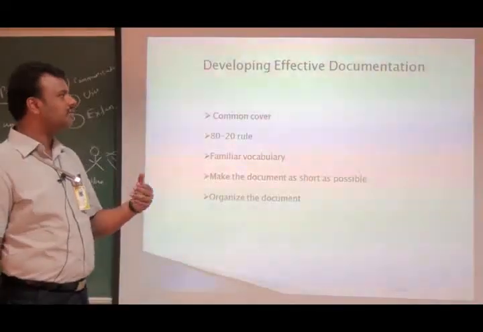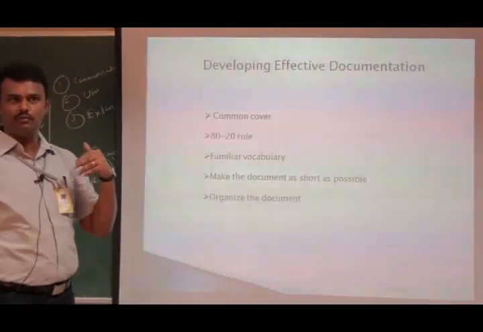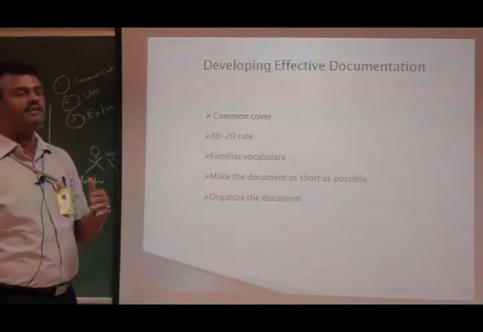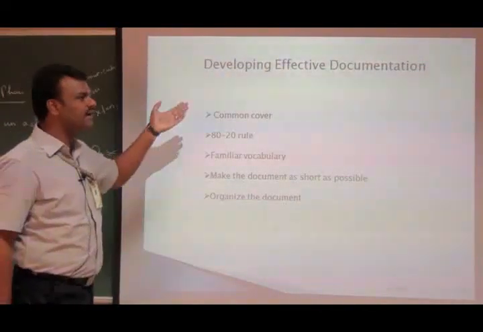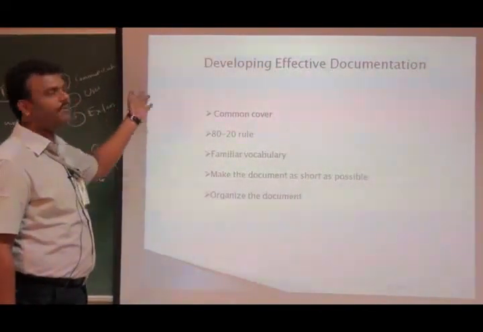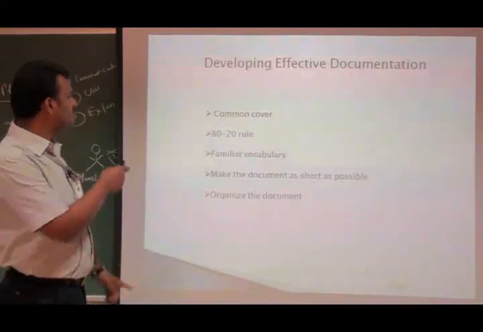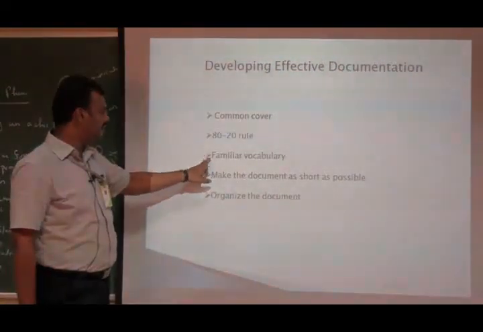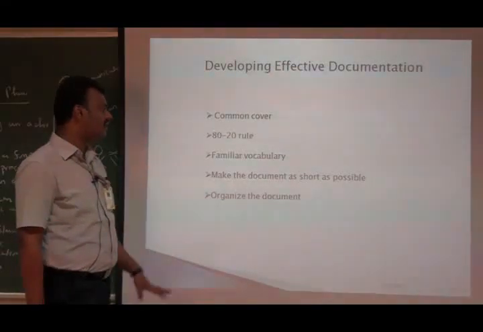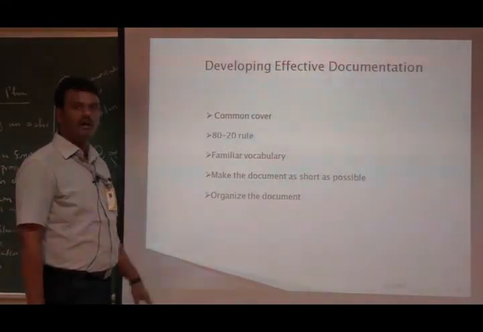Before we start classification, after completing the interaction diagram, how are we going to develop effective documentation? The first one is the common cover, the second is the 80-20 rule, the next one is familiar vocabulary, the third is to make the document as short as possible, and finally organize the document.